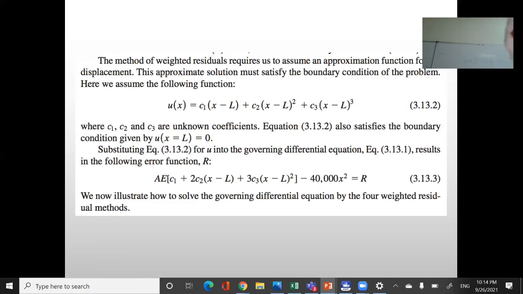You choose 3 points and you force R to be equal to 0 at these 3 points. It may not be equal to 0 between the points. This table, this is 1 point, this is 1 point, this is 1 point. It may not equal 0 between the 2 points. Why? Because you only satisfy R equal to 0 at a certain point.